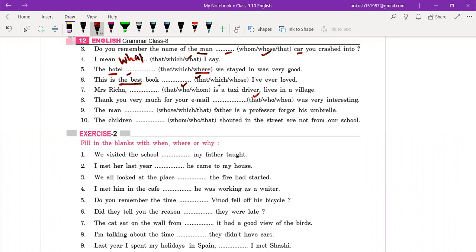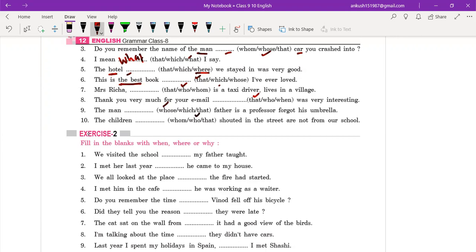The man whose father is a professor shouted for his umbrella. The children who shouted in the street are not from our school.